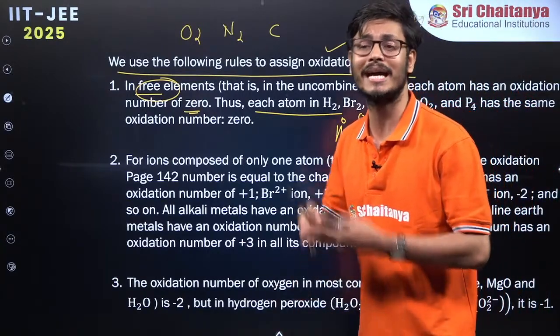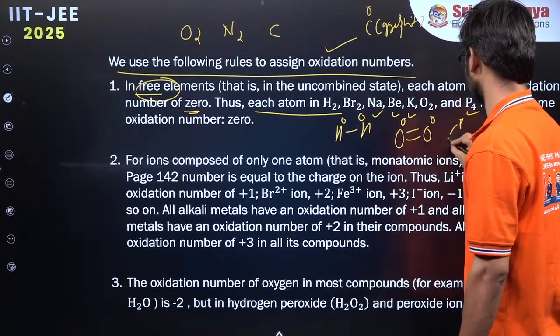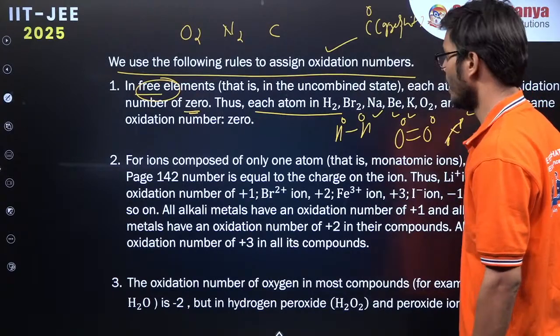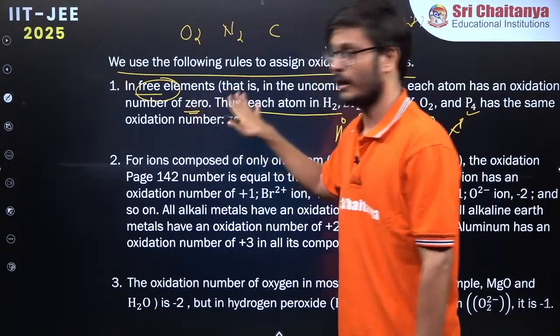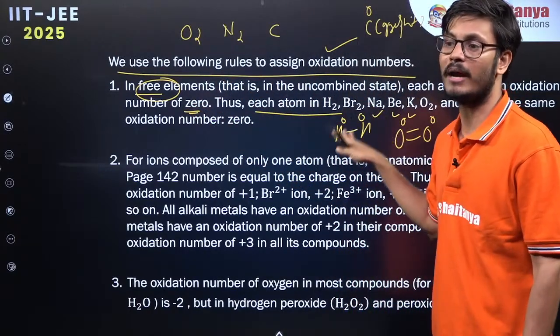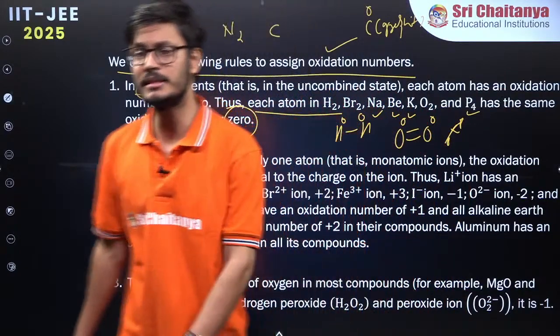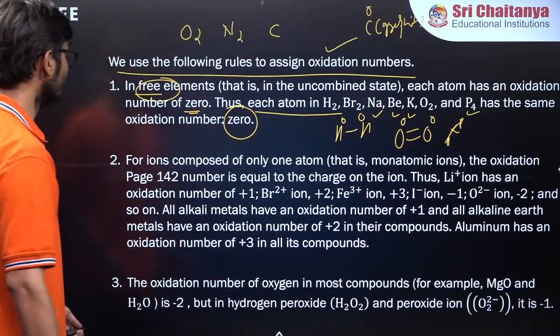Because there is no electronegativity difference, isn't it? P4, 4 phosphorus, that is how the structure is being formed. I'm not going into the structure, leave it. So a single atom, if it is in unbonded state or the same kind of atom, the oxidation number considered is 0. Okay. Going to the next rule now.